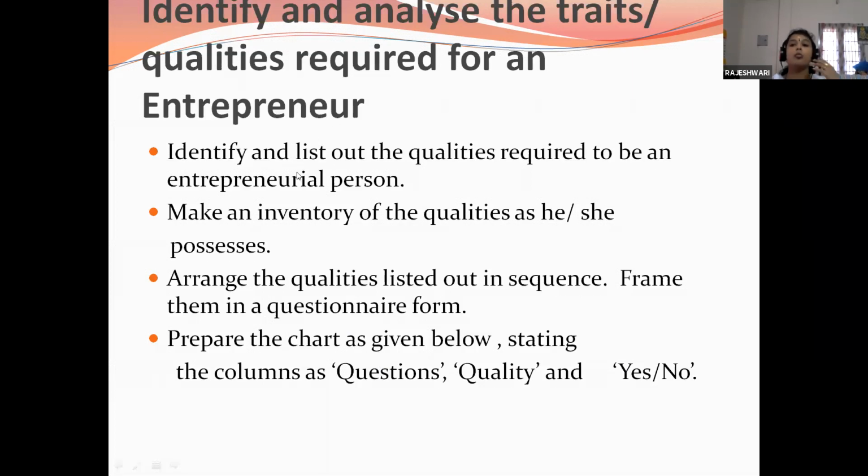If you are getting more yes, and you have the ability and the capability to run that business successfully, you can easily start your own business and become a very good entrepreneur. So that is how we identify ourselves. Identify and list out what qualifications and things we have, in which field we are on the positive side, in which side we are very negative, and which side we have to improve more. That is what we have to concentrate on.